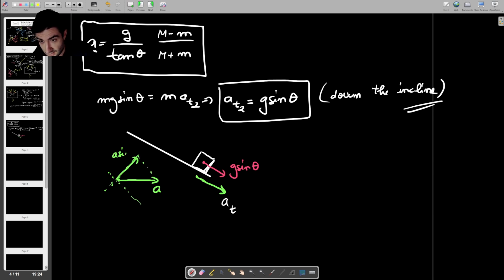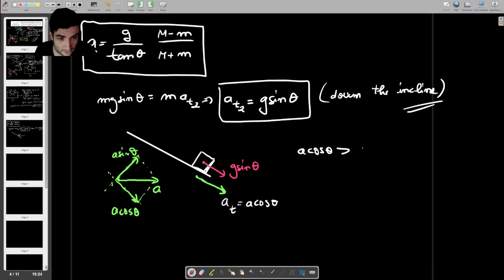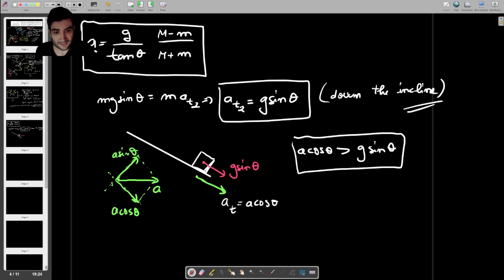So this is a sine theta, which means that this here is going to be a cosine of theta. So what we need is actually that this tangential component, this a cosine of theta, needs to be greater than g sine theta. So this is going to be the condition that the small object m is going to climb up the slope instead. So we can actually solve this inequality and see what we get.